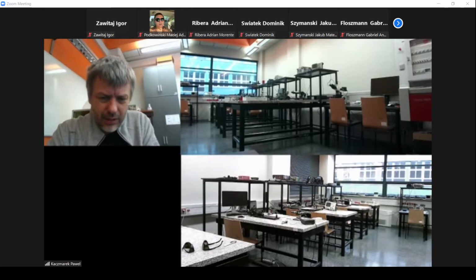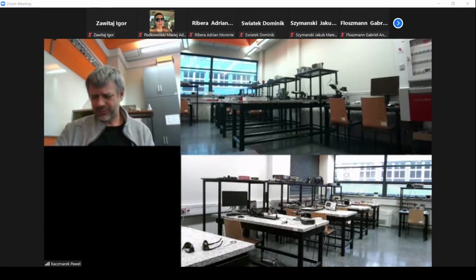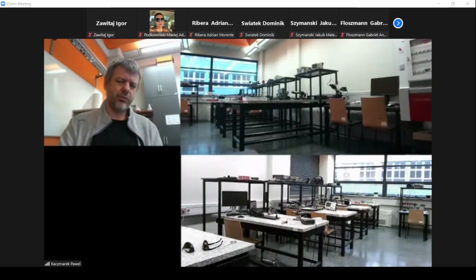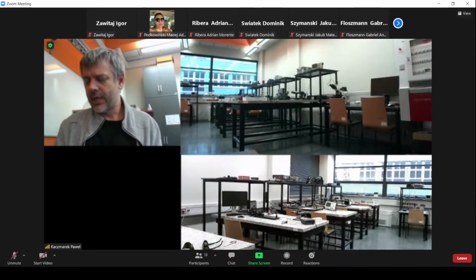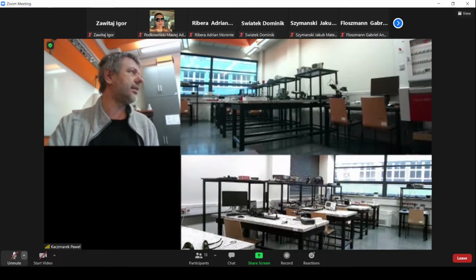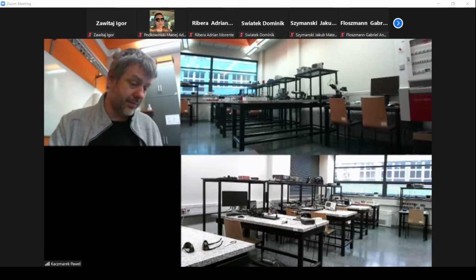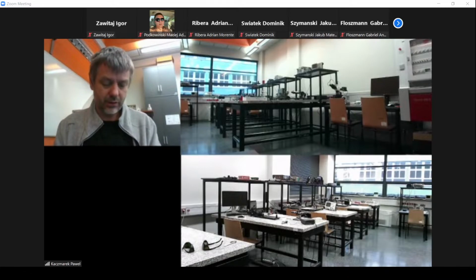So right now, I will briefly familiarize you with the safety issues connected with this laboratory. I don't want to tell you about the general rules, because you know them already. You made a lot of laboratories until now. So the electrical things and other things are quite obvious to you. But the lasers are, I think, a new topic for you.